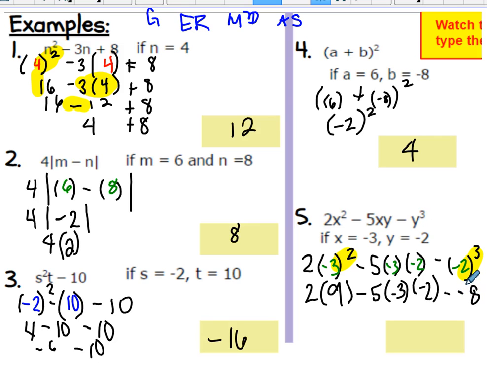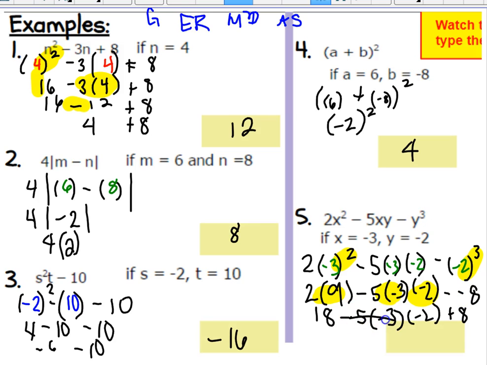So I've done my grouping, I've done my exponents, I don't have any roots, so now I'll do multiplication and division. I've got multiplication right here and here, but I need to work from left to right. So I'm going to do 2 times 9 first, which is 18 minus 5 times negative 3 times negative 2, and a minus minus is a plus, so we'll just say plus 8 to make it more simple.